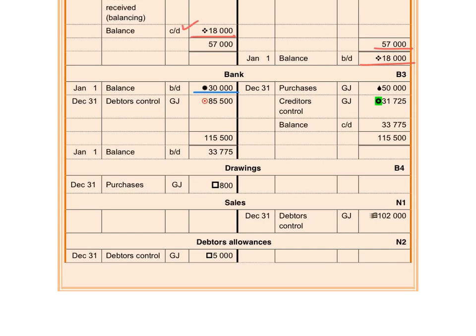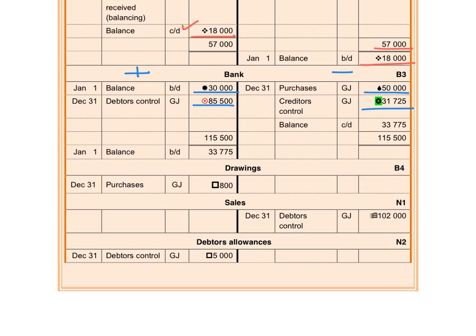The bank had a debit balance of 30,000. If we receive money from the debtors, we will put it in the bank. Bank increases on the debit side, decreases on the credit side. So the 85,500 will be debited in the bank account. All payments, when money was taken out of the bank, will reduce the amount of money in the bank and will be recorded on the credit side.